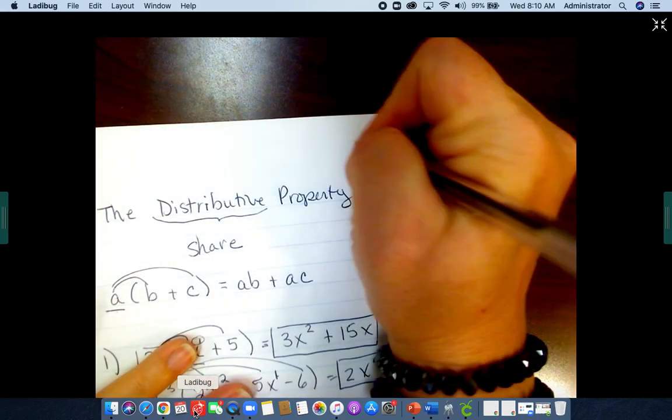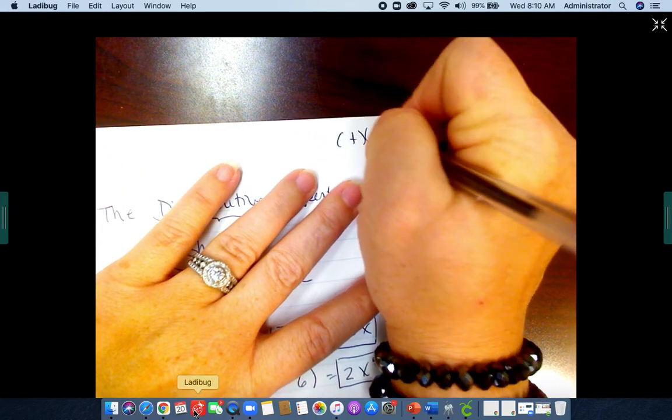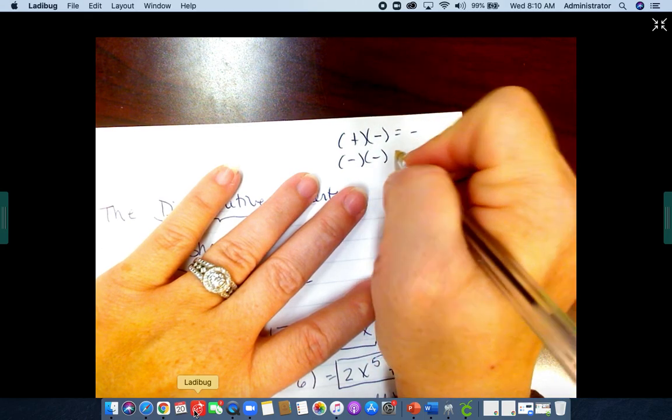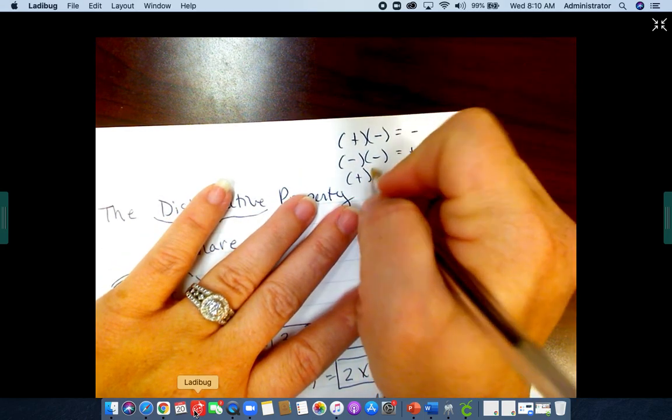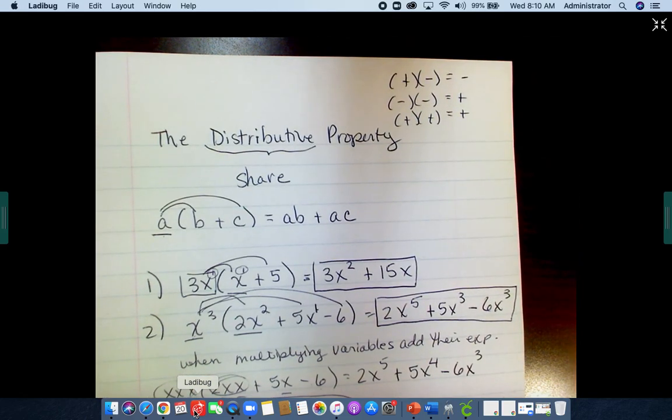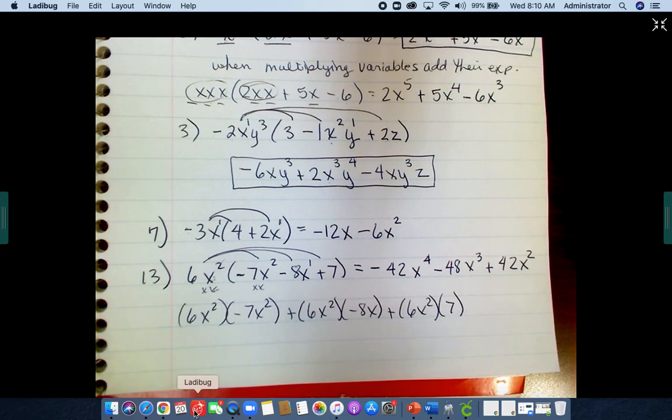So I'll just add that up here. A positive times a negative is a negative. A negative times a negative is a positive. And of course, a positive times a positive is a positive. All right, these are just multiplication sign rules. And that's 13.